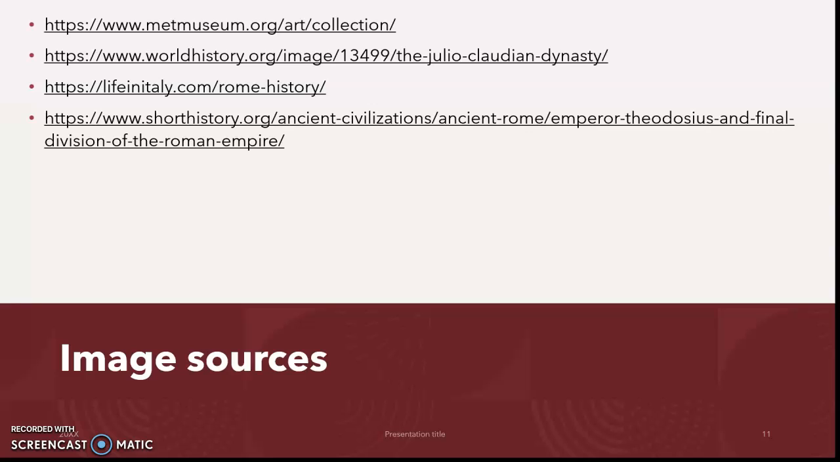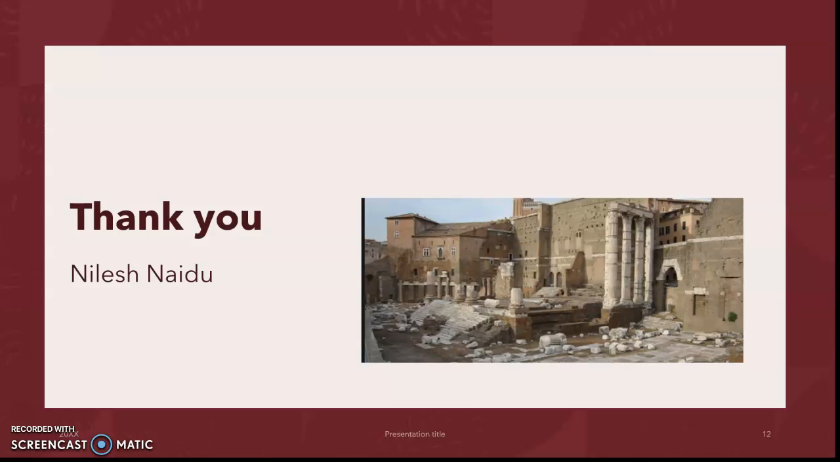Last but not least, the slide is talking about the sources used for the images, and that is it for the presentation. I really enjoyed talking about the topic.